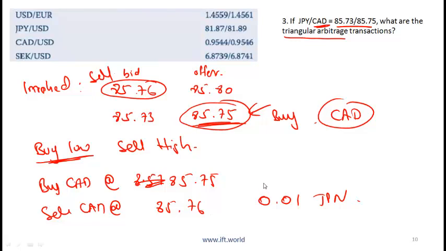The key point is that to make an arbitrage profit, there needs to be an inconsistency between the implied cross rate and the cross rate. Specifically, the example we've seen here is that if the implied bid is higher than the offer rate in this interbank market, then you can make an arbitrage profit. And to make an arbitrage profit, you buy low, sell high. In this example, you as the third party that's trying to make an arbitrage profit, buy over here and sell at this price and make an arbitrage profit of 0.01 Japanese yen per Canadian dollar.